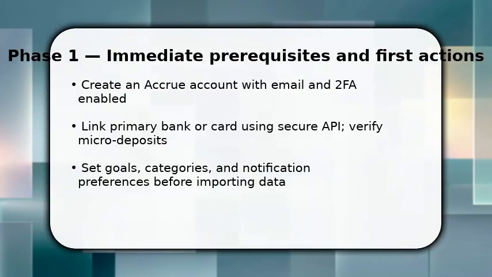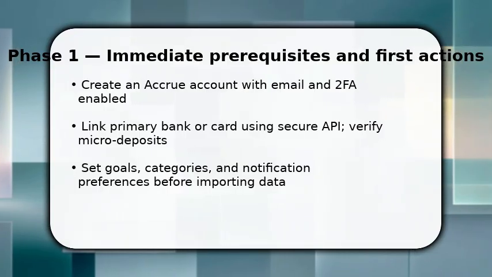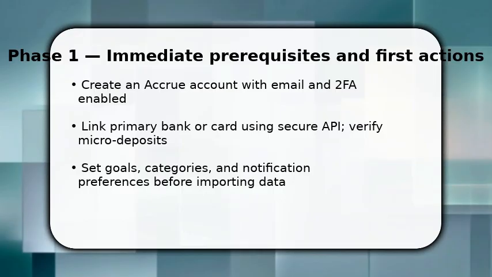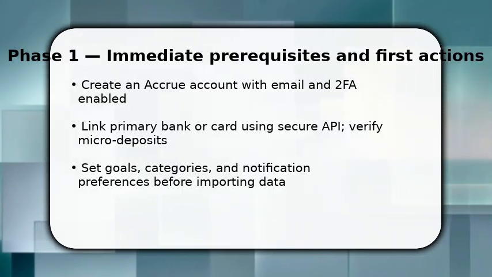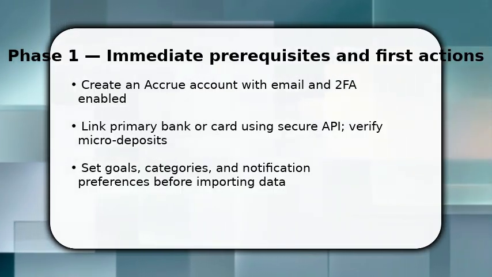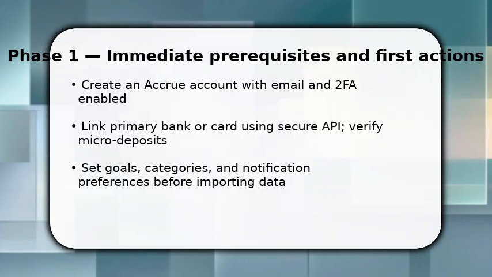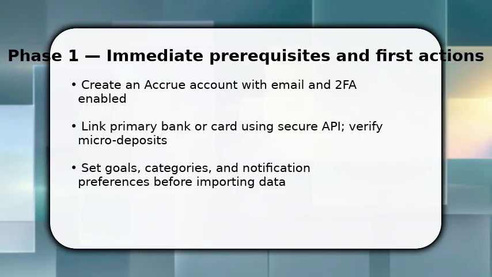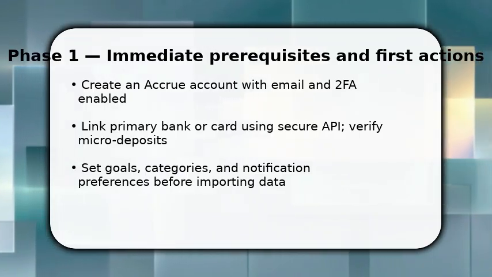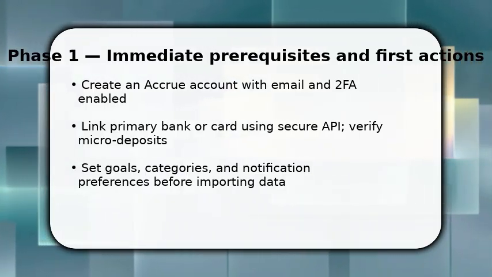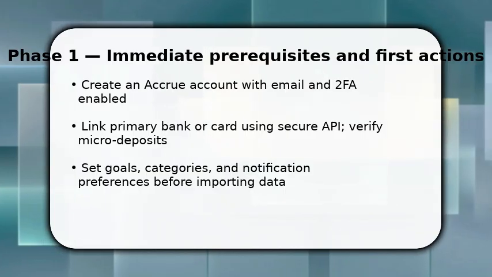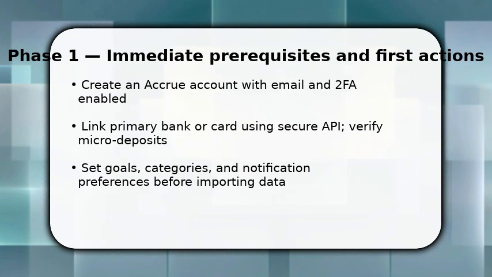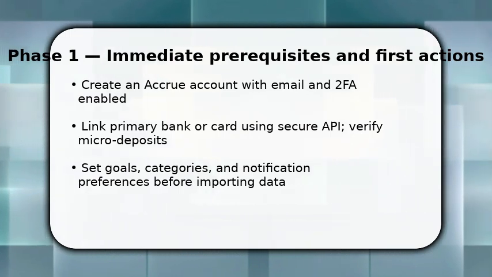You start by confirming the essentials: account, 2FA, and a verified bank link. Open Accrue and choose the account type you need, then connect your bank via the app's secure flow and accept micro deposit verification. Once done, set 1 or 2 goals and the categories you'll use, because organized categories make tracking accurate. Make sure to enable push notifications for real-time updates and import a month of transactions so the app can build an initial baseline for recommendations.